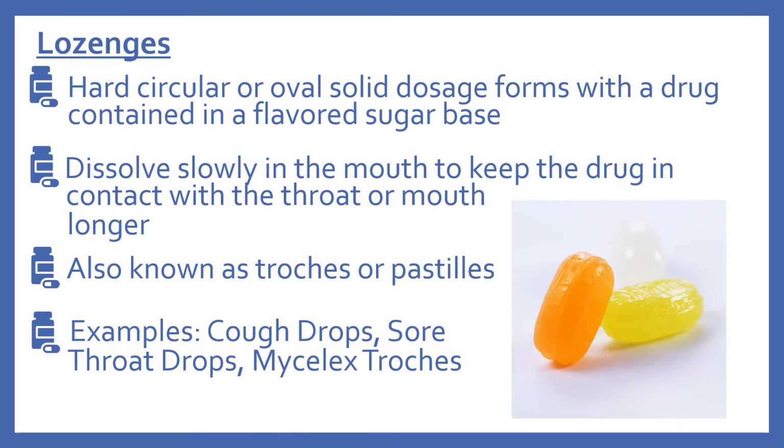Next are lozenges. These are hard circular or oval-shaped dosage forms with a drug contained in a flavored sugar base. These dissolve slowly in the mouth to keep the drug in contact with the throat or mouth longer. They're also known as troches or pastilles. And just some examples: cough drops, sore throat drops, or NCLEX troches.